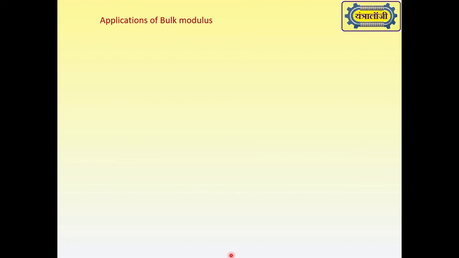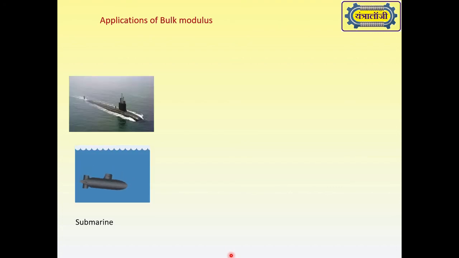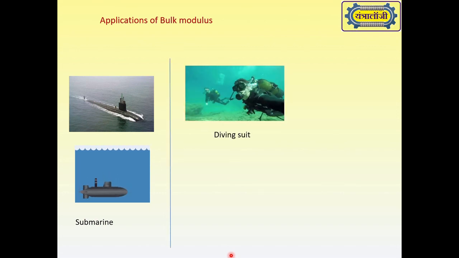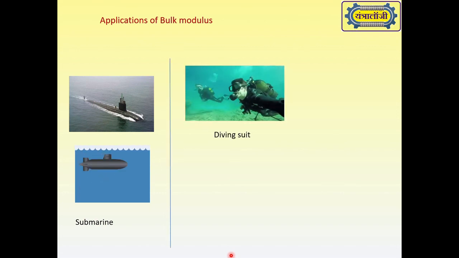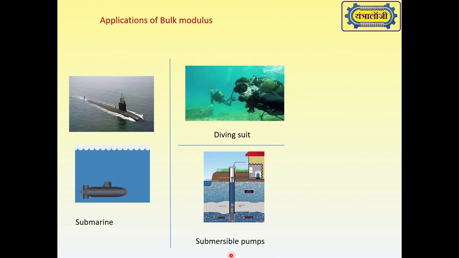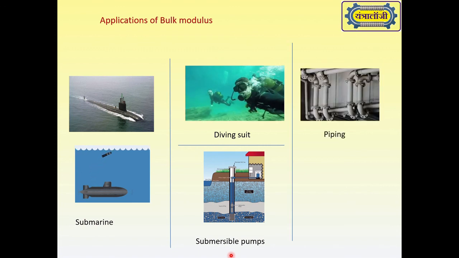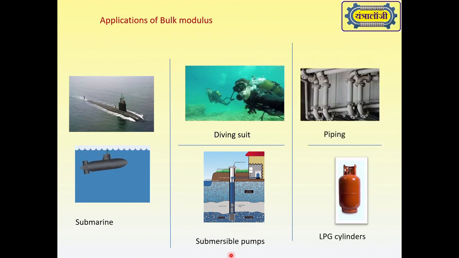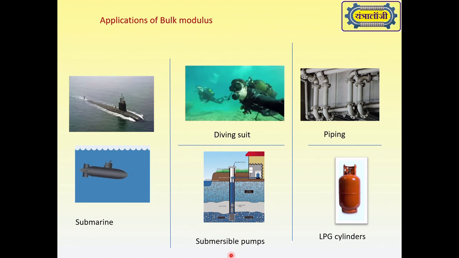Applications of bulk modulus. Bulk modulus value is to be considered for the design of the submarine, as a submarine experiences a very high hydraulic pressure at the bottom of the ocean. Similarly, bulk modulus value is to be considered for the diving suit material, as well as the material of submersible pumps to be designed considering the bulk modulus. Similarly, pressurized piping as well as LPG cylinders are to be designed considering the bulk modulus.